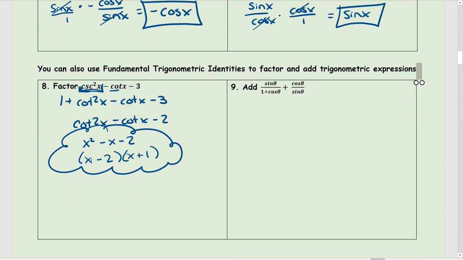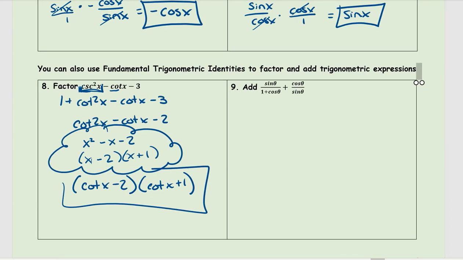So we actually replaced our cotangents here with just x. Now, after we factored it, and this is a little trick that I learned, instead of putting the x in for cotangent, we're going to put the cotangent back in for x. So instead of x minus 2, now you have cotangent x minus 2, and instead of x plus 1, you're going to have cotangent x plus 1. And we have now factored this.